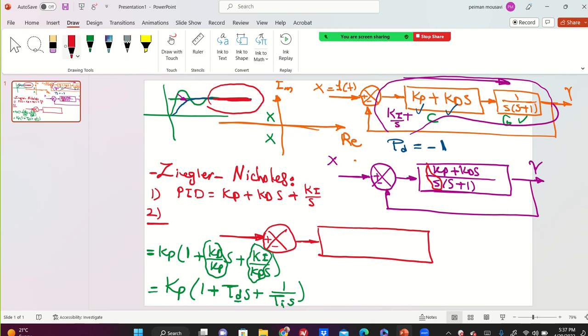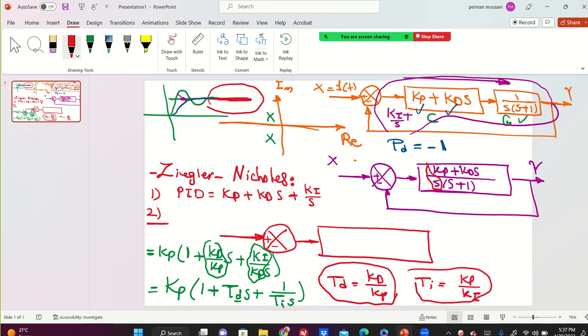So obviously Td is Kd over Kp. You don't need to calculate that, because eventually I'm going to give you a table. And Ti is Kp over Ki. Let's write it down because I have to delete all of those. So based on Ziegler-Nichols, we're going to define the PID like this.